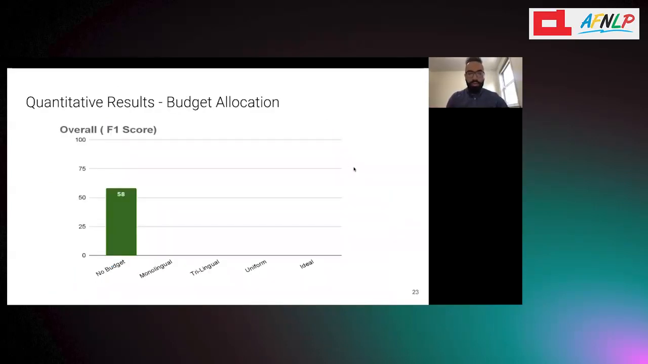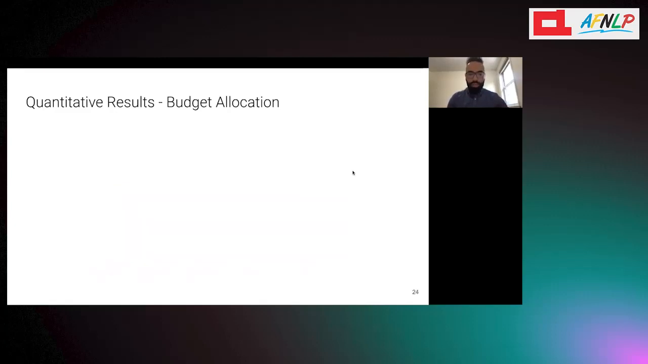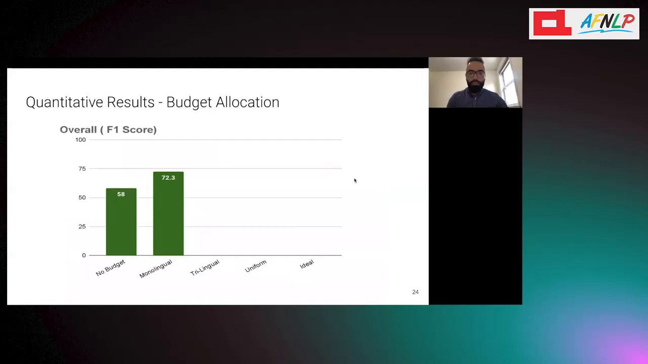So in the no budget scenario, we don't have any extra instance from TyDi QA. This is going to be considered as zero shot, and we achieve 58% accuracy. In the monolingual scenario, we have added a maximum of 4,500 instances to one language at a time and tested on all the languages. And we achieved 72.3% accuracy. In the trilingual scenario, we have selected 3 languages randomly, and we have assigned 1,500 instances to each of them. So we achieved 74.5%.